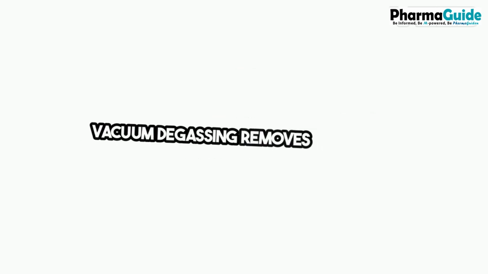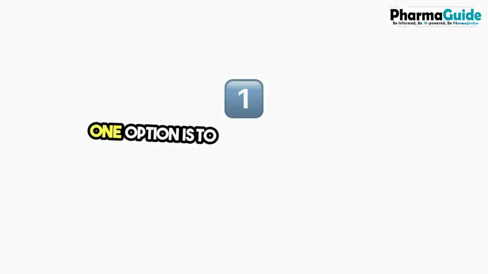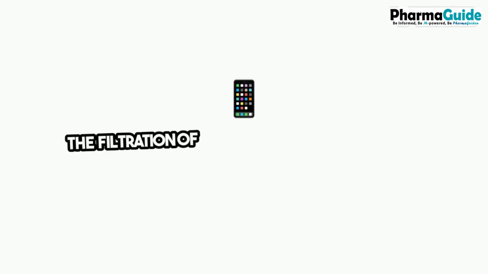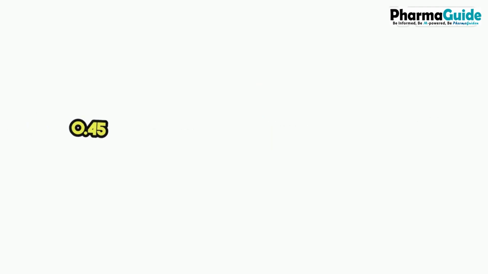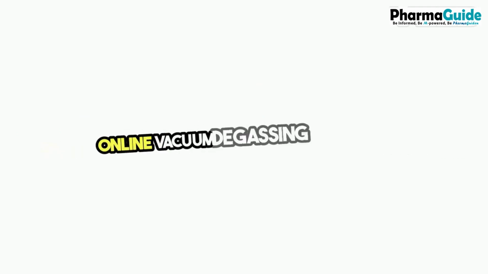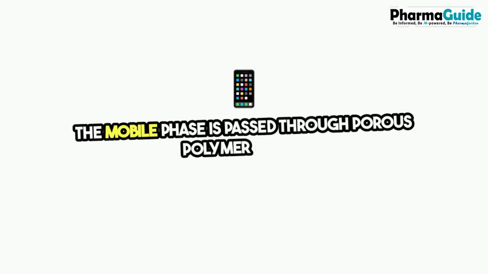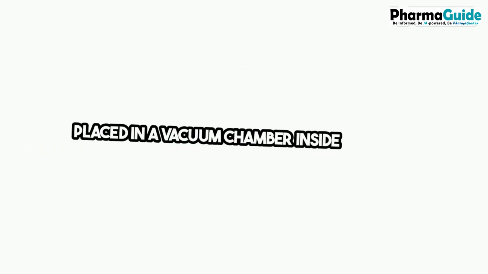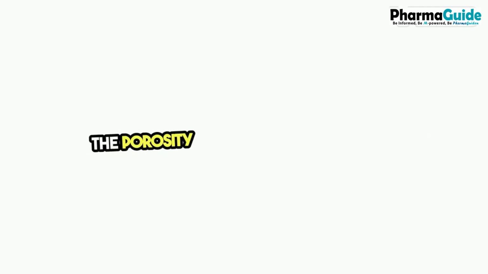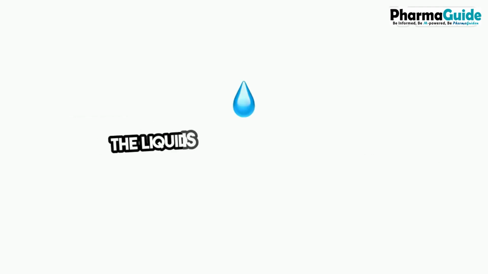Vacuum degassing removes more than 60% of dissolved air. One option is to apply a vacuum during the filtration of the mobile phase through a 0.45 or 0.22 micrometer porosity membrane filter. Online vacuum degassing is available on most commercially available systems. The mobile phase is passed through porous polymer tubing placed in a vacuum chamber inside the HPLC. The porosity of the tubing allows the expulsion of gases through the walls, but the liquid is retained in the tubing.